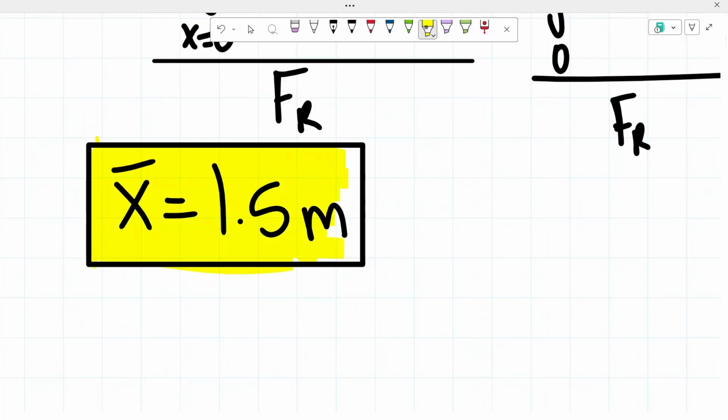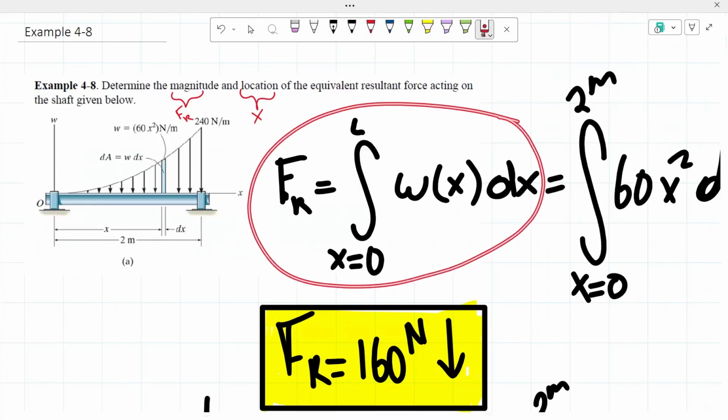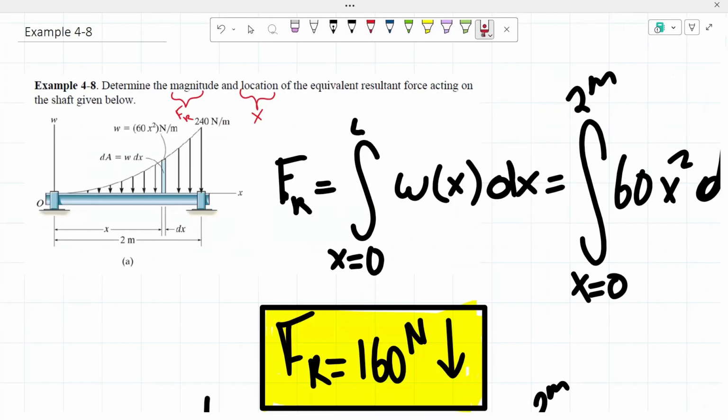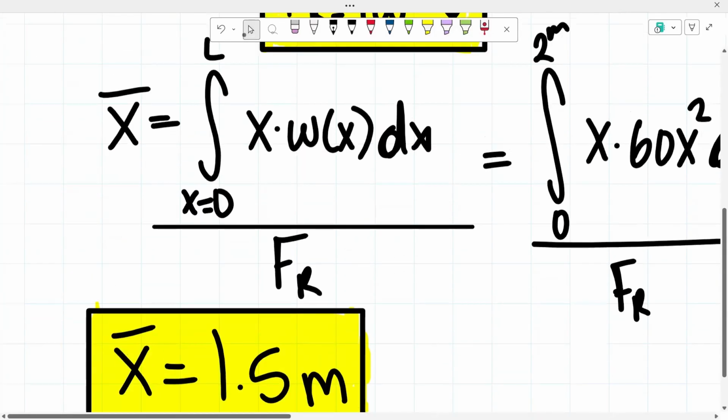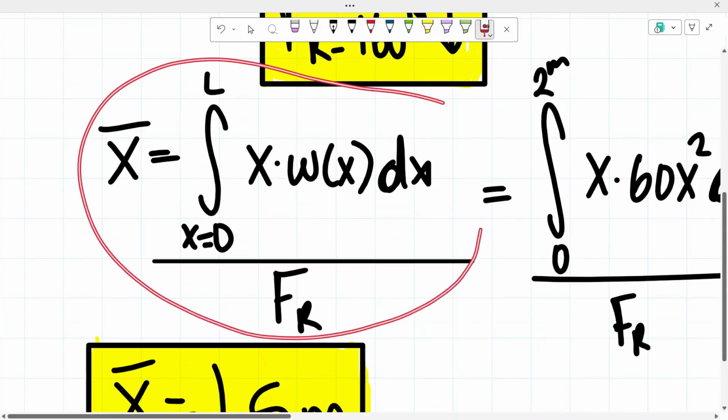With that, we are done with our example 4-8, where it asked us to determine the magnitude of the resultant force and the location of the equivalent resultant force acting on the shaft given below. Once again, for the equivalent resultant force, we used this equation right here, and we simply plugged it in and solved for it. And then for the location, we used this equation right here.